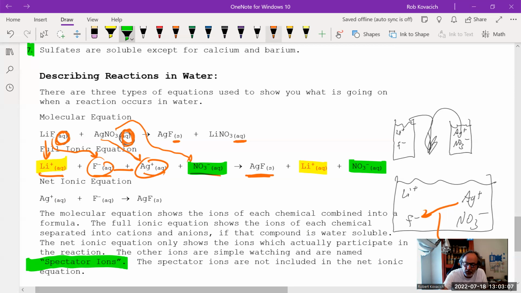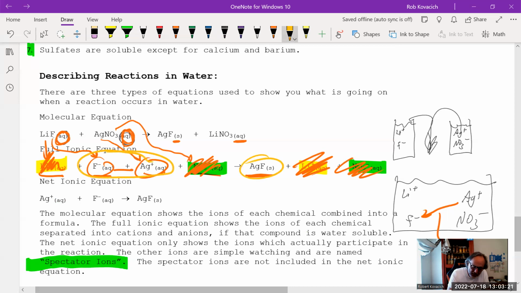What actually occurred? Well, nothing happened with the lithium, nothing happened with the nitrate. And so I just bring everything down. All of this stuff gets written by itself. So I know that the silver was aqueous, the fluoride was aqueous, and when they came together, they made this silver fluoride. So my net ionic equation is telling me exactly what occurred in this particular chemical reaction. I don't need to know about the spectator ions because they didn't do anything, so it doesn't matter.